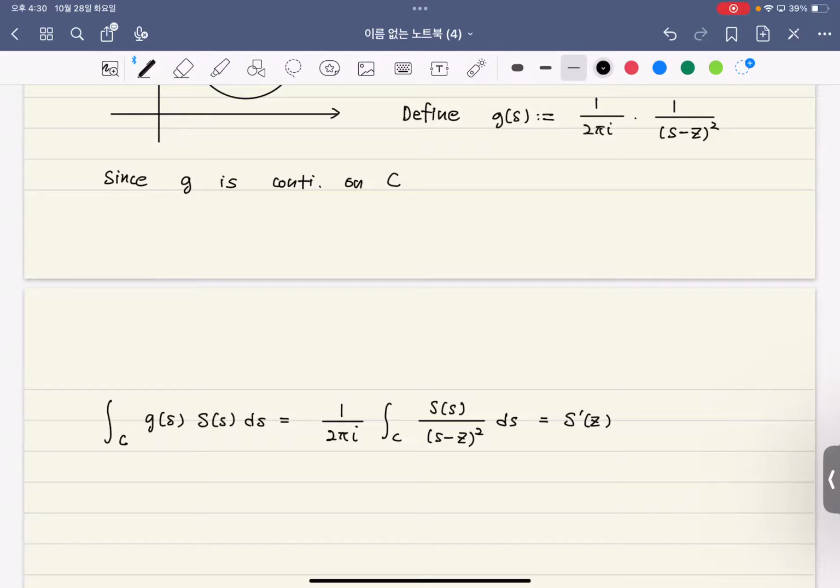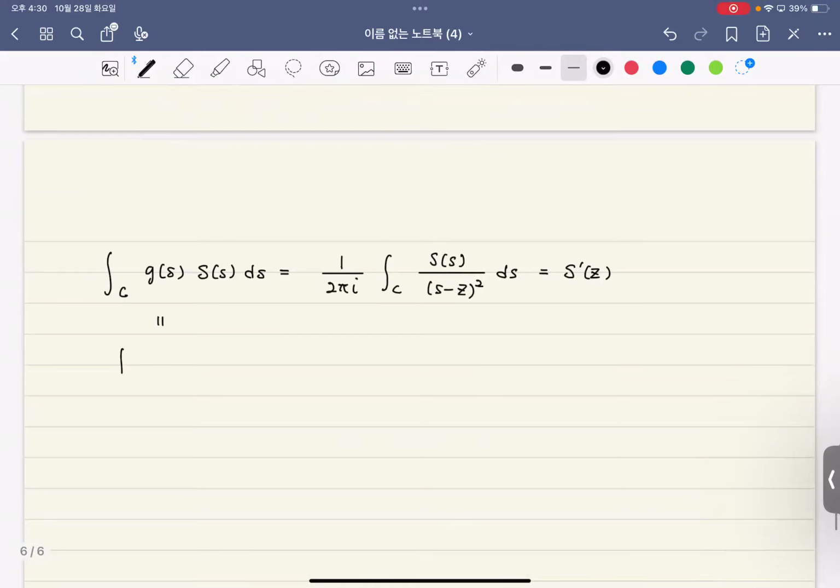Okay. What about the other side? Because of our previous theorem, we know that this should be the sum from n equals 0 to infinity of a_n times the integral over C of g(s) times (s minus z_0) to the n ds. Am I right? Yeah.